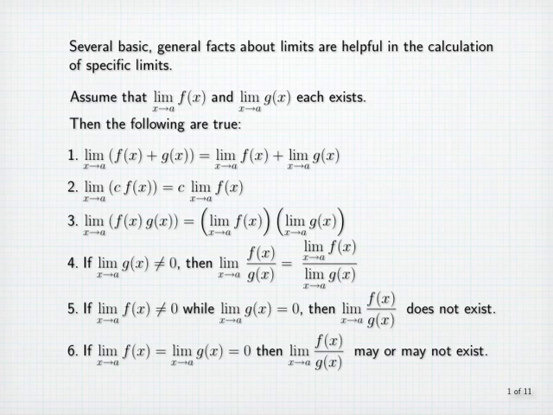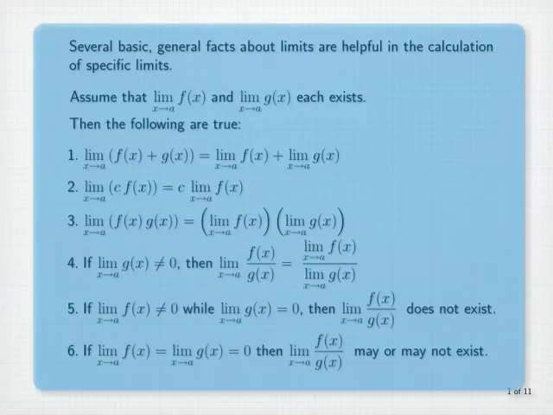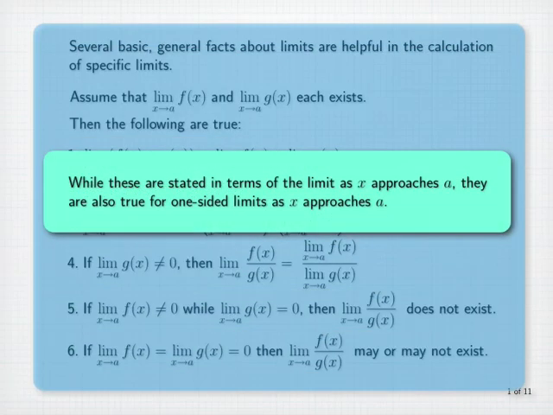6. If the limit as x approaches a of f of x and the limit as x approaches a of g of x are both 0, then the limit as x approaches a of f of x divided by g of x may or may not exist. We'll soon see that this situation is where most of the interesting limit problems are. While these are stated in terms of the limit as x approaches a, they are also true for one-sided limits as x approaches a. That is, the limit as x approaches a from the left and the limit as x approaches a from the right.